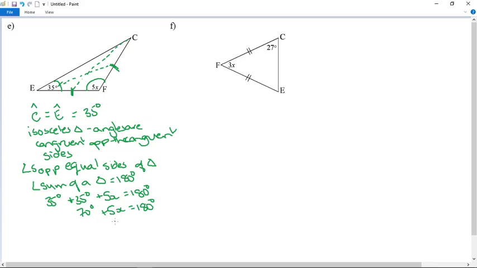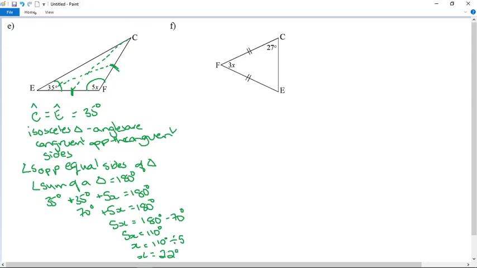So inverse operations, I want to get the 5x by itself. I am adding 70 on the left, so I must remove 70 from both sides. The inverse operation of adding is subtracting. So I'm left with 5x equals 110 degrees. Now if I want the x by itself, x is going to be 110 degrees divided by 5. So x will be, 5 goes in there twice, 22 degrees.